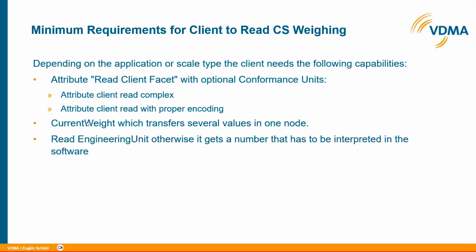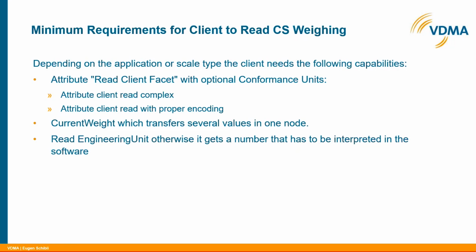And also, again, here the current weight: show them the current weight functionality and ask them if their client can perform that. The companion specification weighing, I repeat, provides gross, net, and tare also as individual nodes so that you can get the weight values without current weight. You then have the small risk of having rounding errors or an error because they are not captured at the same time. Also check if they can handle the engineering units.